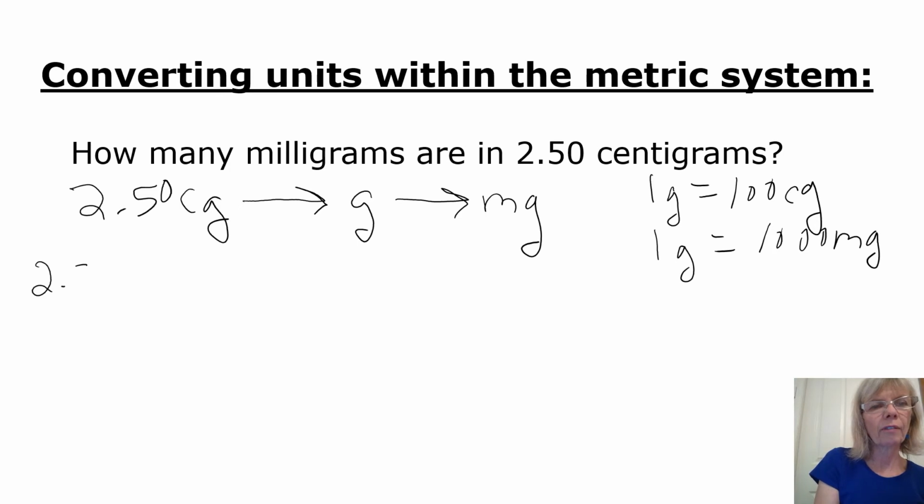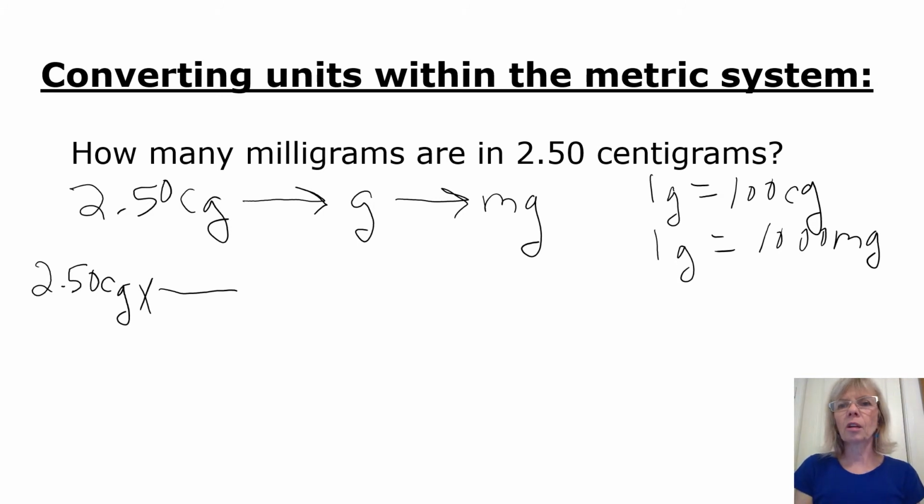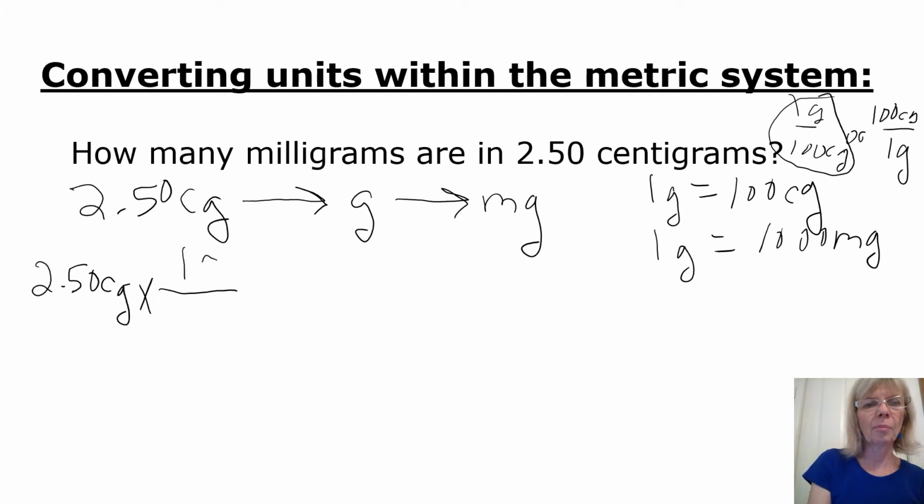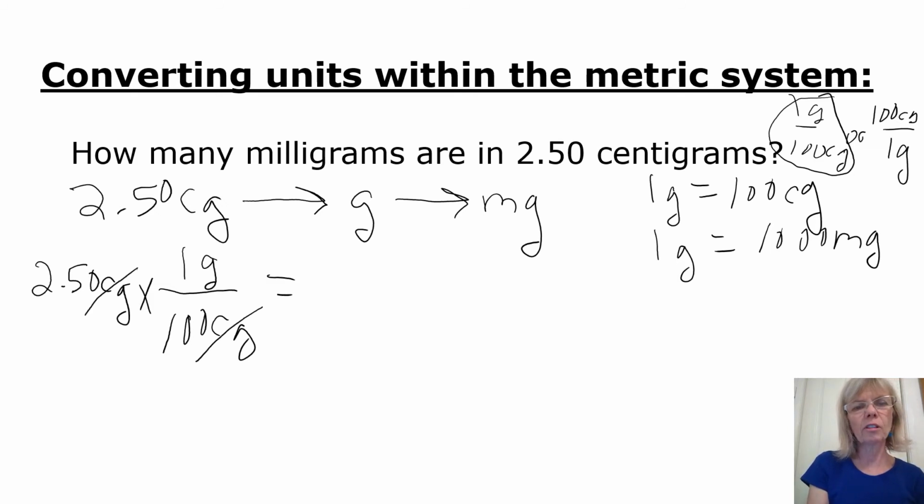So we start with 2.50 centigrams. We're going to be multiplying that by a conversion factor. So we can say, 1 gram divided by 100 centigrams, or 100 centigrams divided by a gram. We want to pick which one is going to cancel our units. So the one on the left has the centigrams, so we can set that up as 1 gram divided by 100 centigrams. Then you can see our centigram units cancel. We have 2.5 divided by 100 gives me 0.0250 grams.